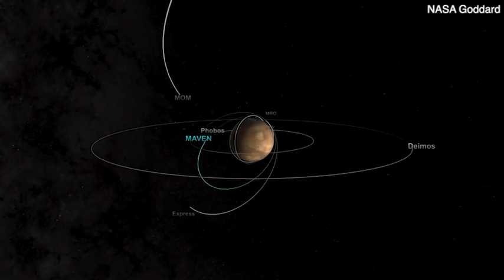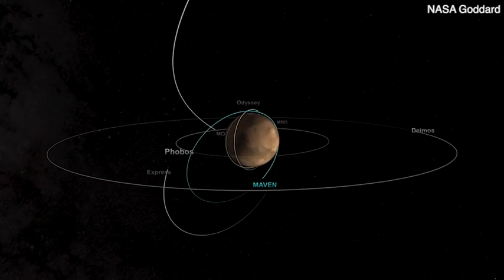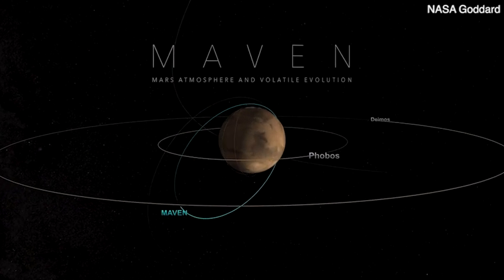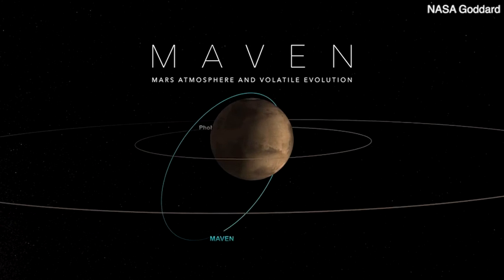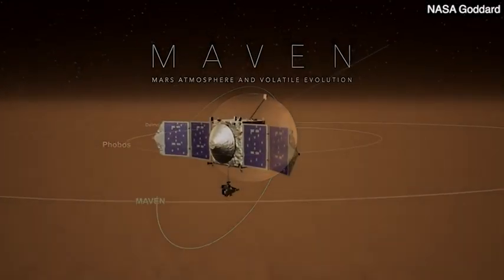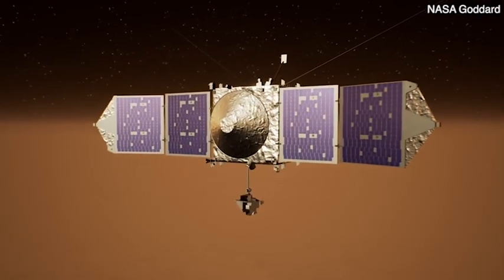MAVEN is a spacecraft that's orbiting Mars. It's been there since 2014. MAVEN, in this case, is an acronym. It stands for Mars, Atmosphere, and Volatile Evolution. And this gives a clue as to what MAVEN's real goal is. It's to study the top of the atmosphere and how the gases in the top of the atmosphere might escape from Mars away to space.